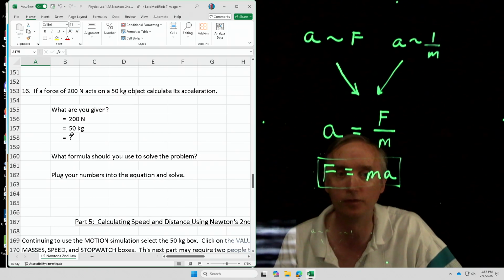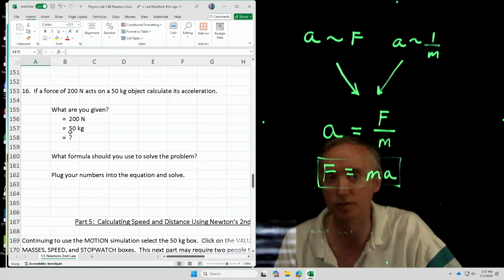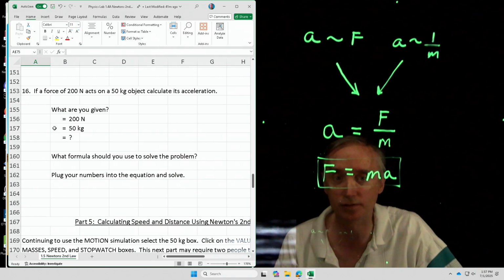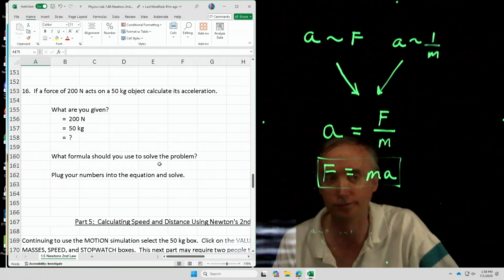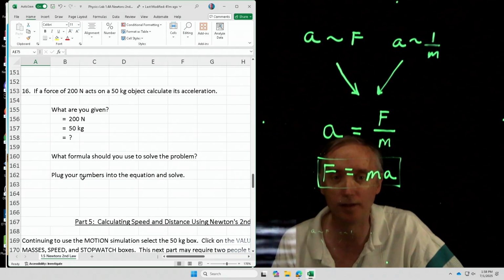Okay, then you've got 50 kilograms. So what's the letter that represents mass? And then what are we solving for? So what's the letter that should go over here? Okay, then what formula should you use to solve the problem? Well, there it is. Okay, then take your numbers, plug it into the formula, and then solve it for the missing letter. Okay, so I want you to do that.